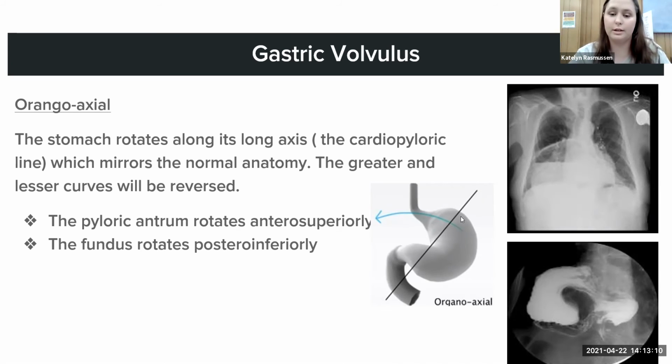So here's just an illustration. Here is that cardiopyloric line, and you see the arrow that it goes over itself. Here are some images from other patients, real life. Here is a normal chest x-ray where you can see that the stomach is flipped. And then here it is when the stomach is full of barium. It's a little better picture to be able to see the rotation.